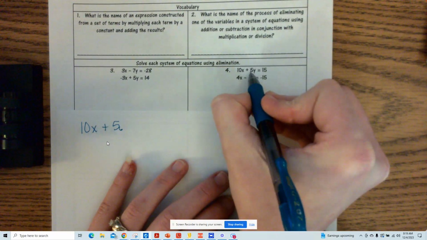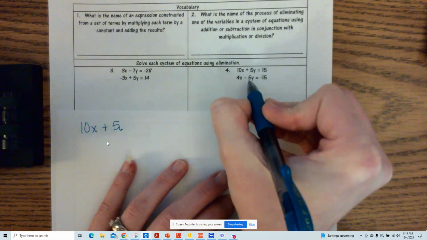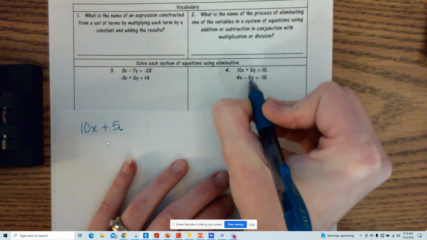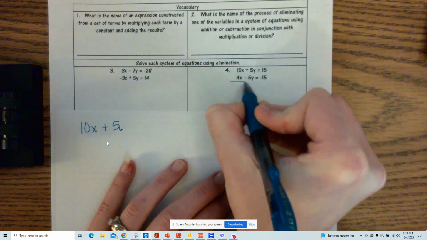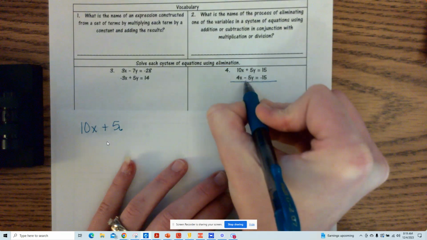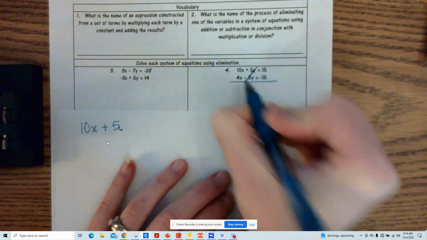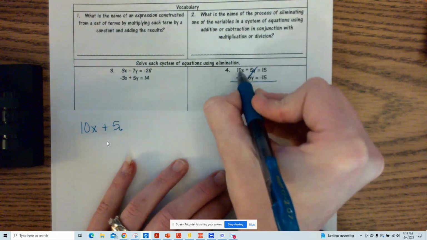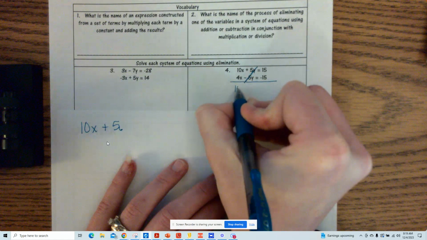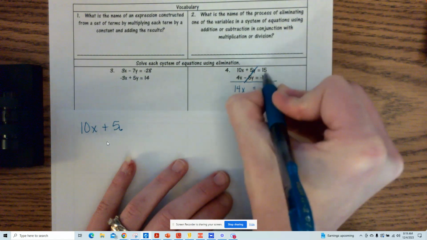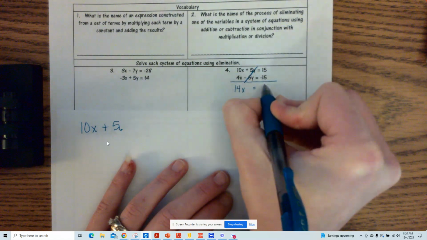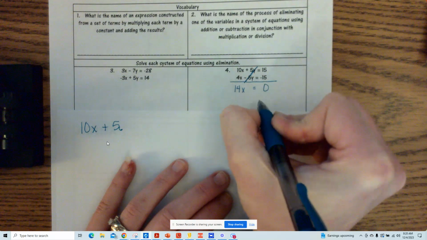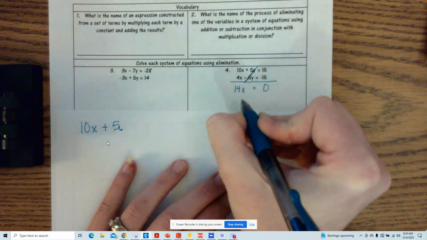So here I've got positive 5y. Here I have negative 5y. That's what I'm looking for. What happens is those will cancel out. They cancel each other out. And then it's combining like terms for everything else. So 10 and 4 make a 14. 15 and negative 15 make a 0. What's x equal in this problem?